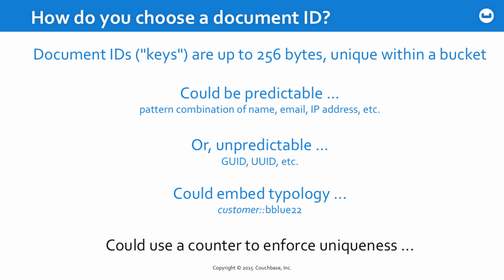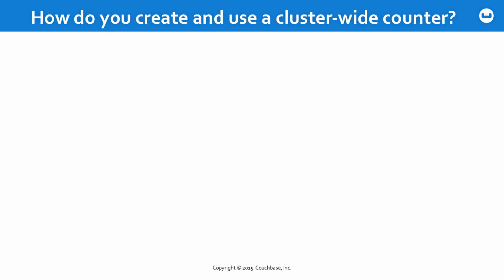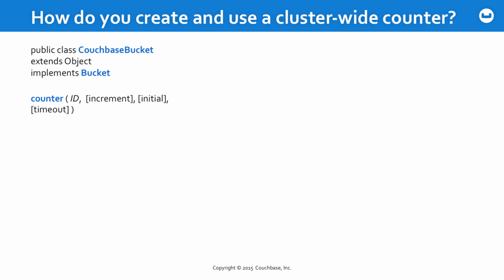So this is where counters come into play. You can use a counter to enforce uniqueness. So how do you create and use a cluster-wide counter in Couchbase? Well, once again, bucket to the rescue. The bucket has a counter method that allows you to specify an ID, which is the name by which this particular unique counter will be known, and then you can set parameters. So this is going to create or update the specified counter document when you call it.